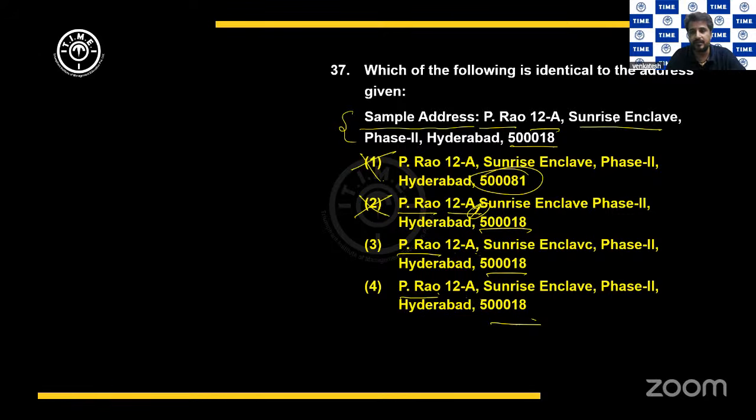Next. Sunrise Enclave. Sunrise Enclave. Spelling is wrong. The only option available is fourth option. Choice 4 is your answer. Right. Let's see the next question.